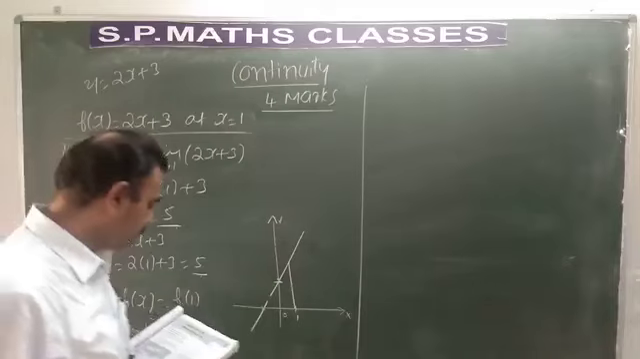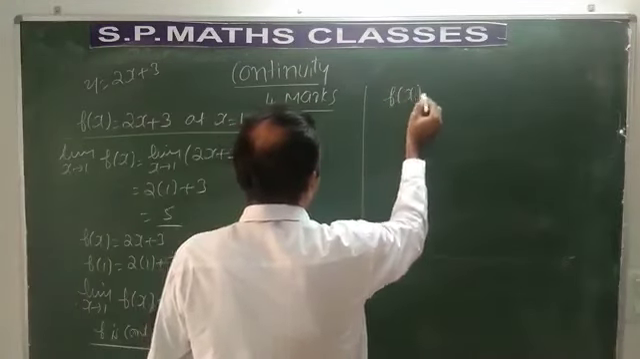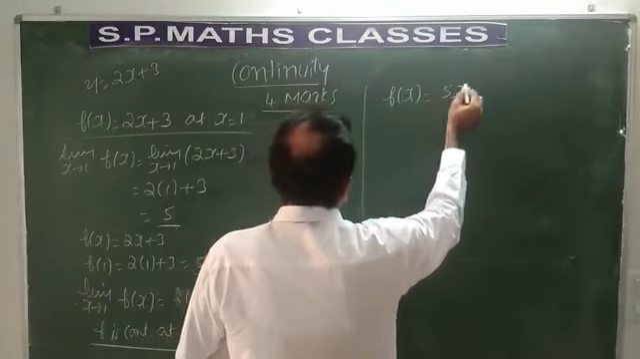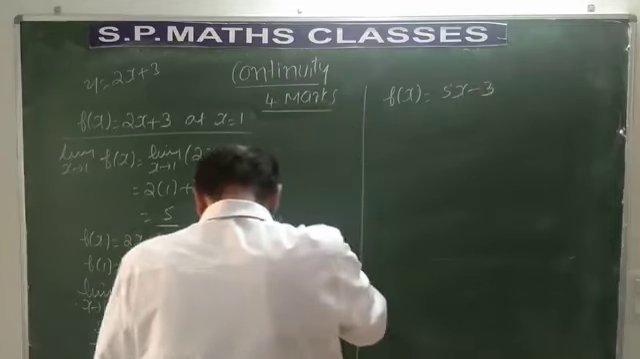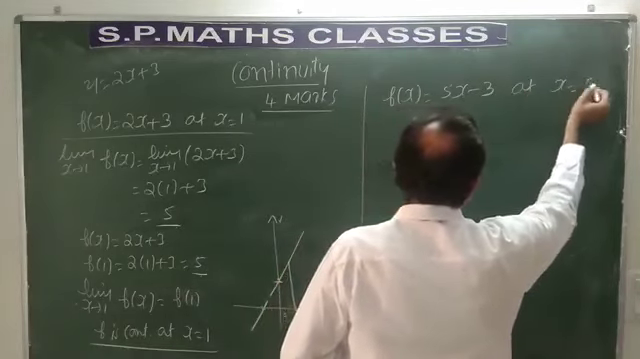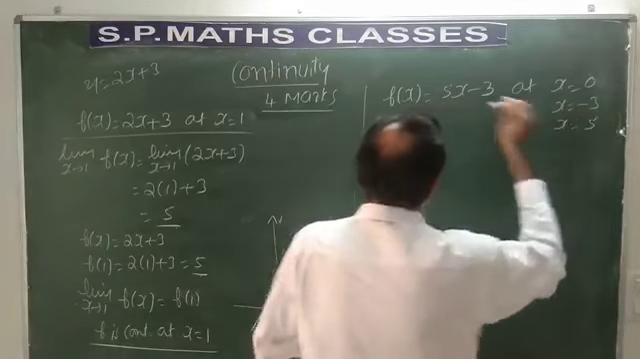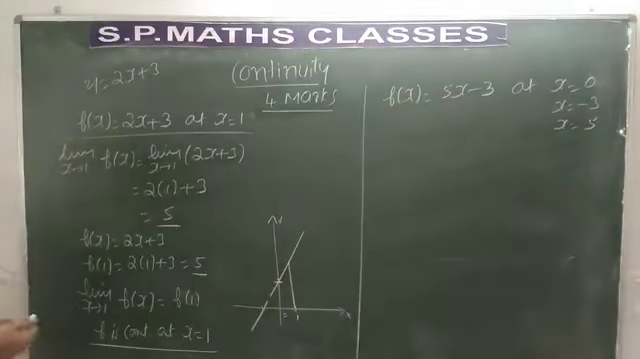Next, let us examine the continuity of the function f of x is equal to 5x minus 3 at x is equal to 0, x is equal to minus 3, and at x is equal to 5. At these 3 points you need to check.